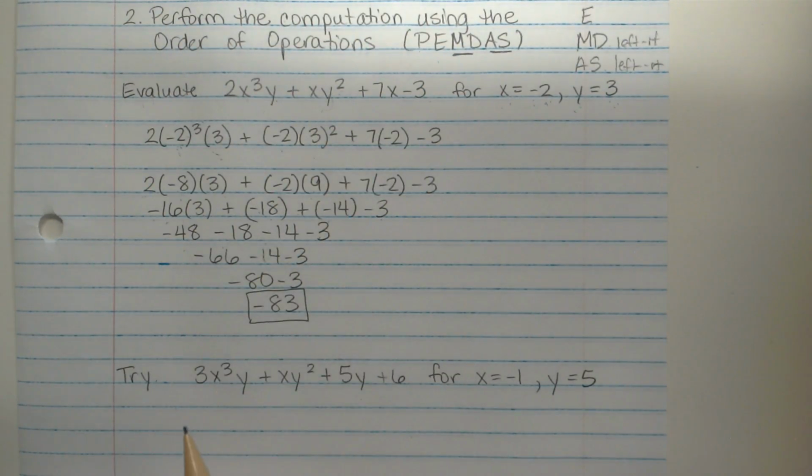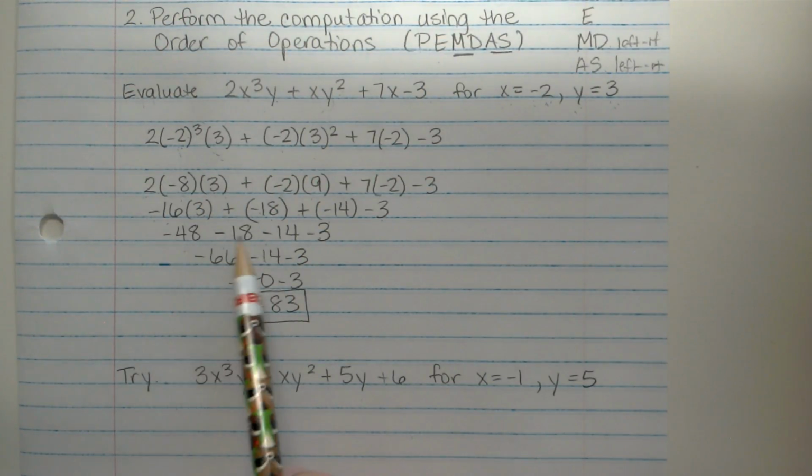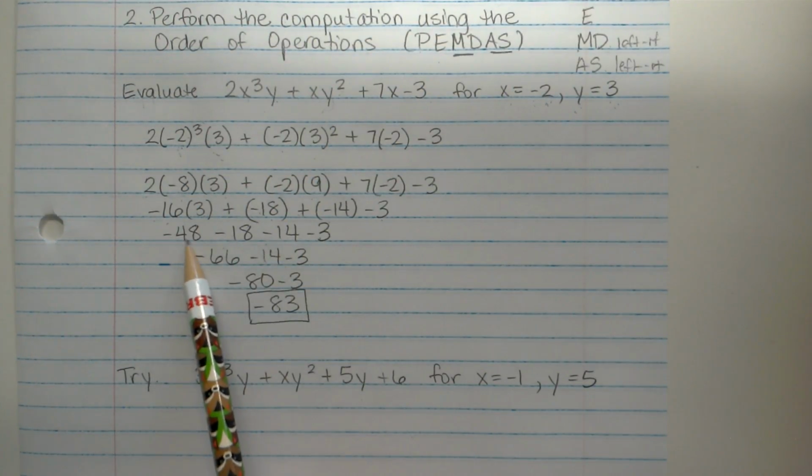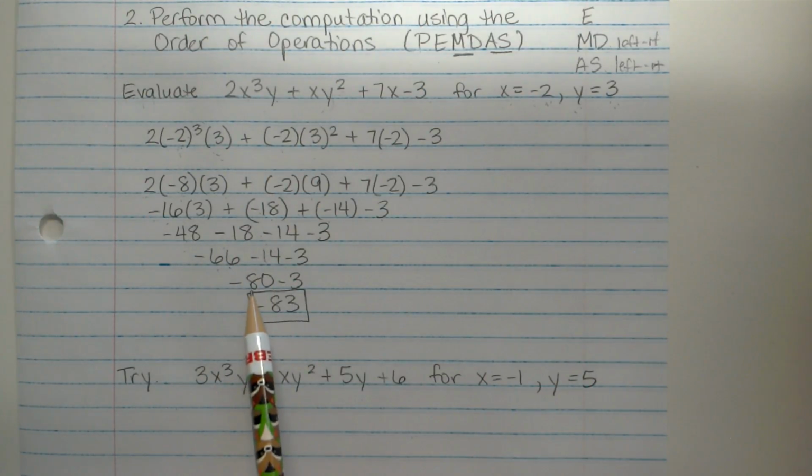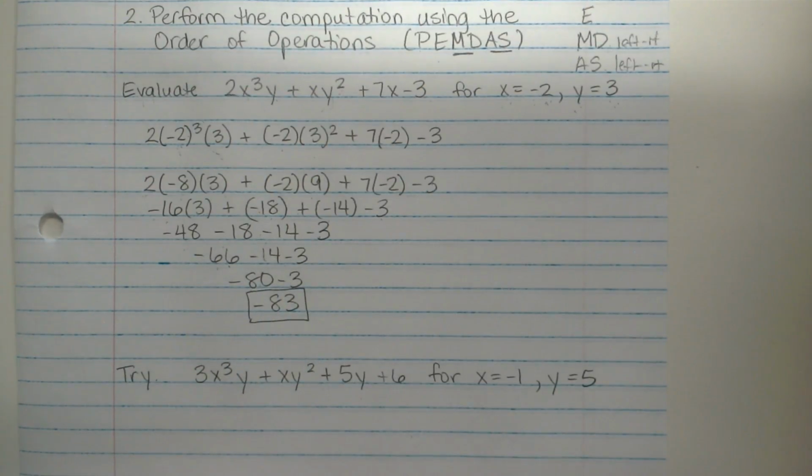Now I have a variety of additions, or you can think of adding a negative, or subtracting. So I'm just going to go from left to right. So -48 and 18 is -66. -66 and -14 is -80. And again, you just keep going.